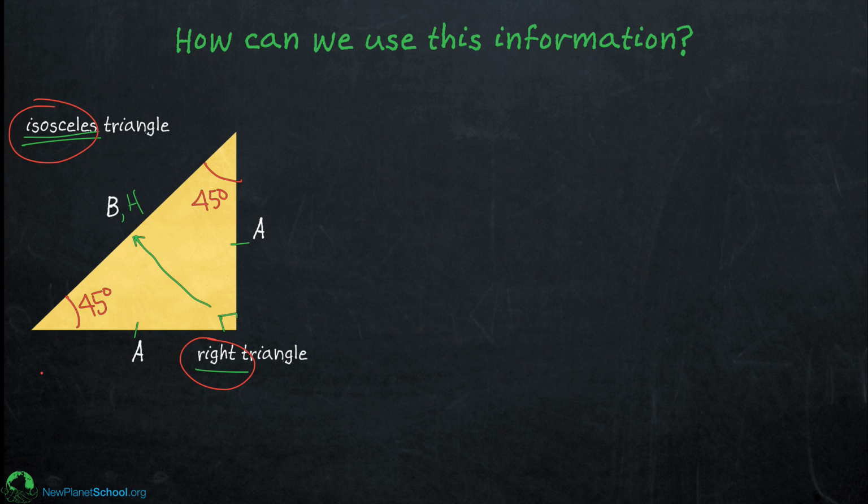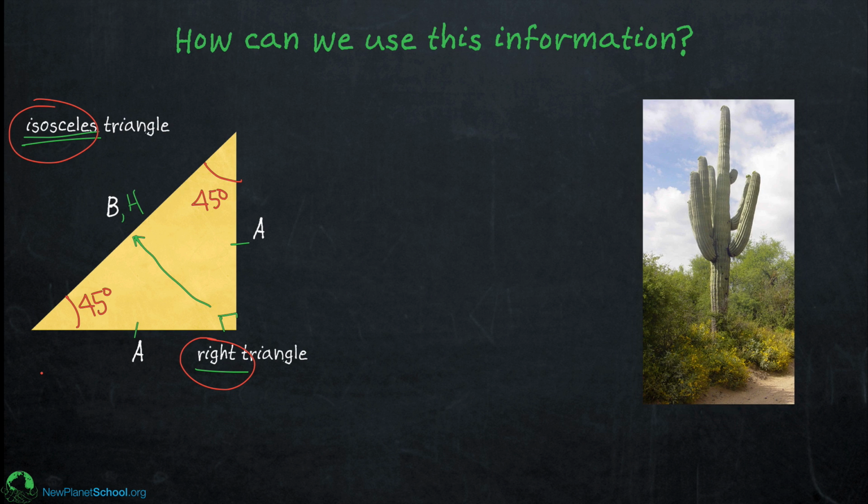Now, how could that possibly be useful? Okay, suppose you're wandering through the desert and you come across a saguaro, and if you've never seen a saguaro up close, the first thing that you'll think to yourself is, that thing is huge. I mean, these cacti are really giant. You wouldn't want one to fall on you.